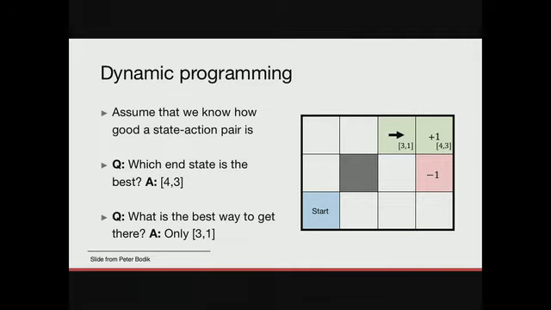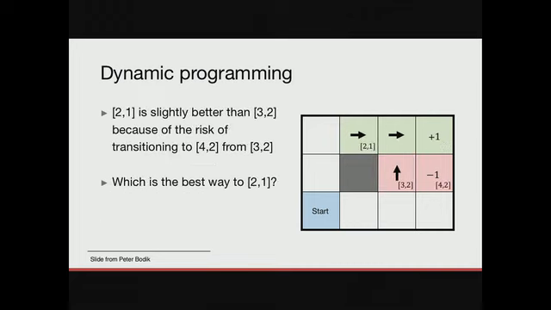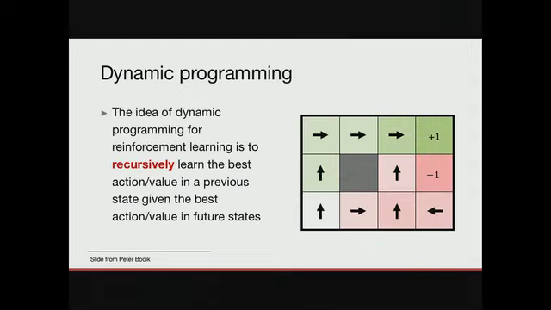And then we can ask, what is the best way to get to 3, 1? How do we get to the state before the best state? Well, we can say that one way is to go from here and one way from here. And as we got from the audience before, this is a slightly worse way to get there than from there, because here we have a possibility of ending up in -1.